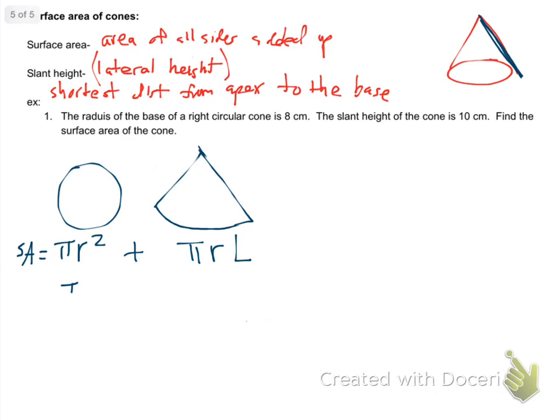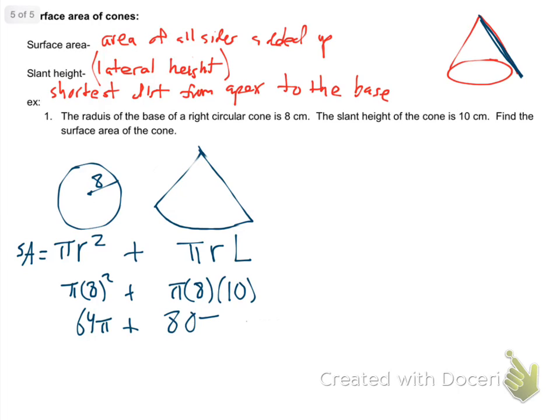What's r? The radius of it was 8. So it's pi times 8 squared plus pi times 8 and the slant height, 10 it says. And then just multiply them through. What's 8 squared? So 64 pi plus 80 pi, which will give me a total of 144 pi.